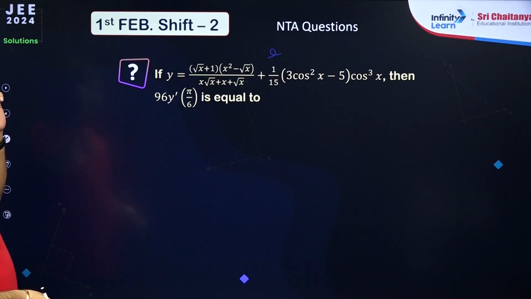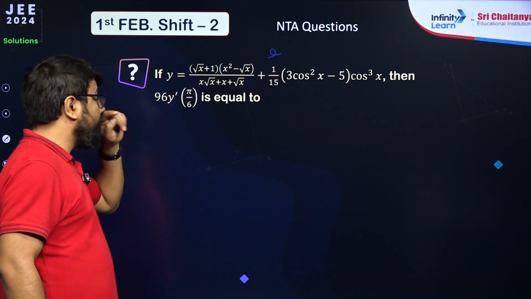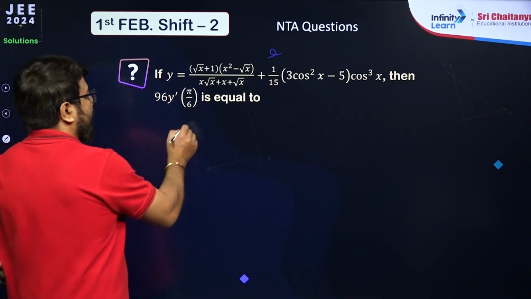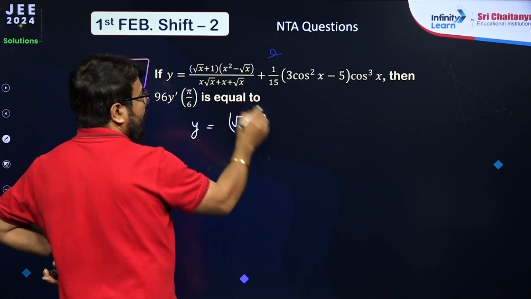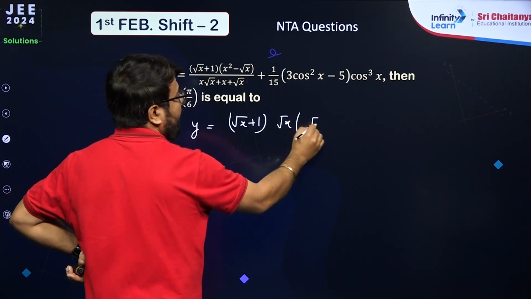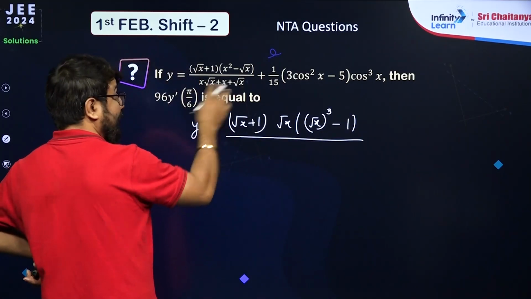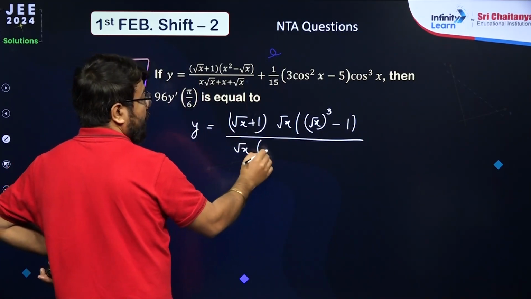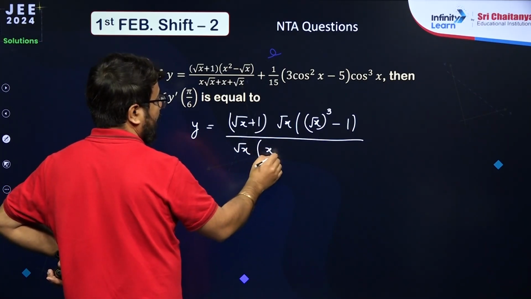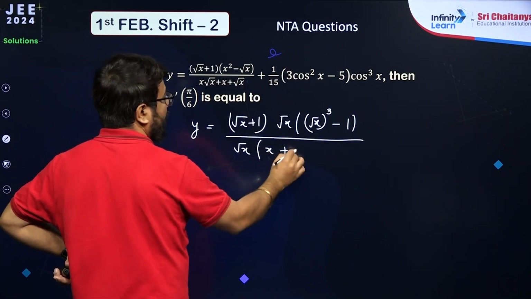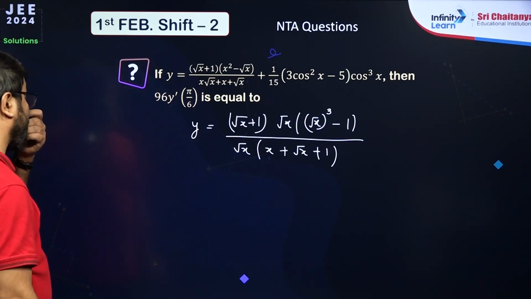Moving ahead to the next one, there is a function y being given and they're asking for 96 times the differentiation of y, keeping the value pi by 6 at the last. So let us try to simplify and then we'll differentiate. It is root over x plus 1. Let us take root over x common. So it will be root over x with a power 3 and then minus 1. Here, let us take root x common from here. If I take root x common, I will be left with x first of all, and then root x, and then 1 here.